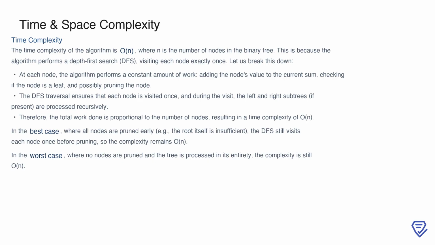During the traversal, the algorithm also processes the left and right subtrees recursively, ensuring that every node in the tree is visited. As a result, the total computational effort is directly proportional to the number of nodes in the tree.